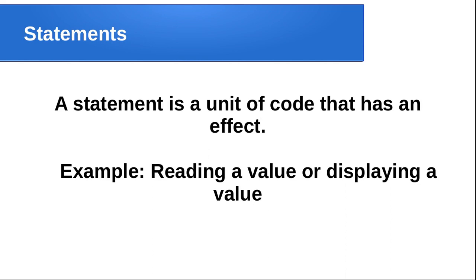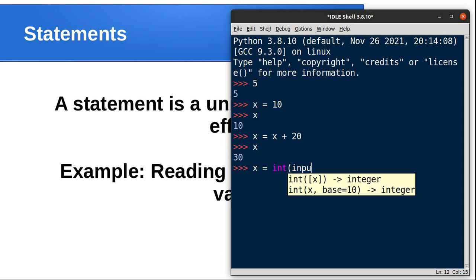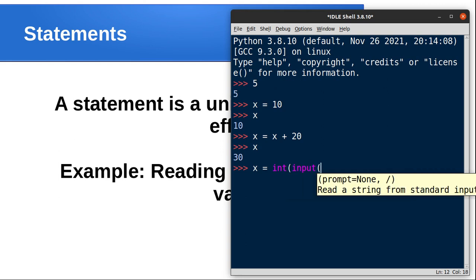And next one, a statement. What is meant by a statement? A statement is a unit of code that has an effect. In this example, reading a value or displaying a value is considered a statement. For example, I am going to read an integer number from the user. So input. If you have any queries about input output statements and the int function, refer to my video on input output statements in Python.